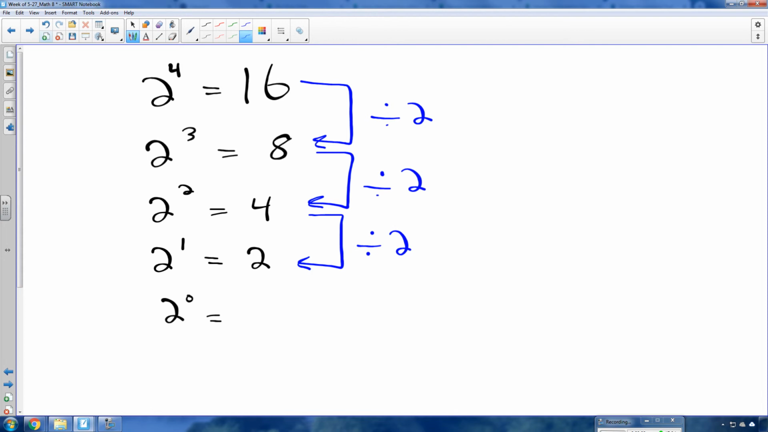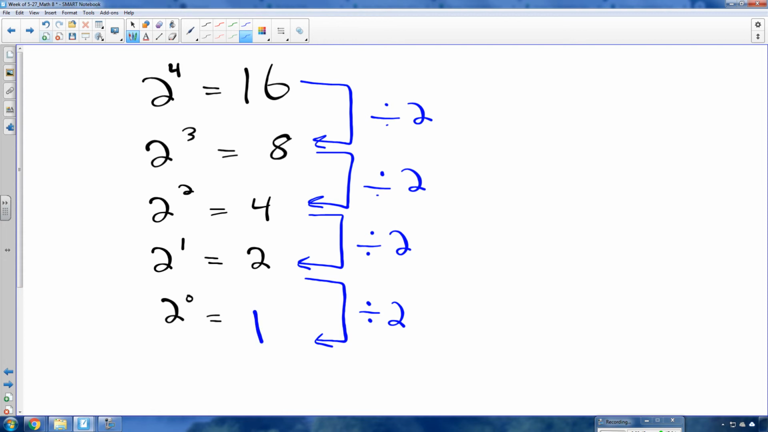Don't take the pattern for granted, okay? What do you think 2 to the 0 power is going to be? Anybody? What do you need to do by the pattern? Divide by 2. What is 2 divided by 2? 1 is the answer. 2 to the 0 power is 1.